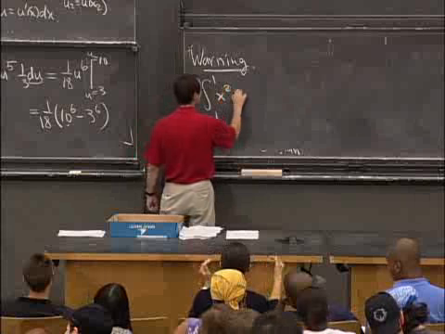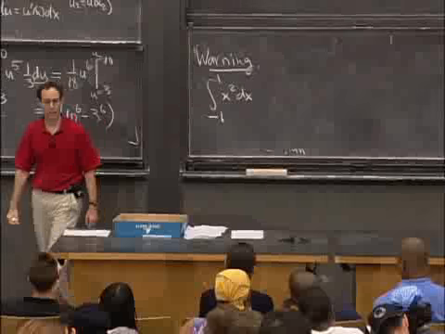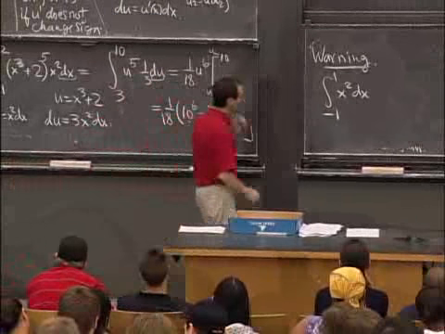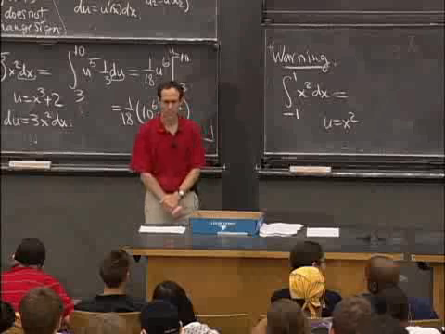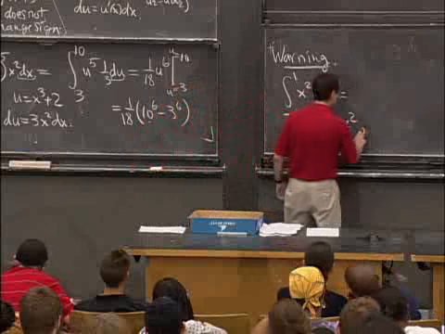So here's our warning. Suppose you're integrating from minus 1 to 1 of x squared dx. Here's an example. And you had the temptation to plug in u is equal to x squared. Now, of course, we know how to integrate this, but let's just pretend we were stubborn and wanted to use substitution. Then we have du is equal to 2x dx.